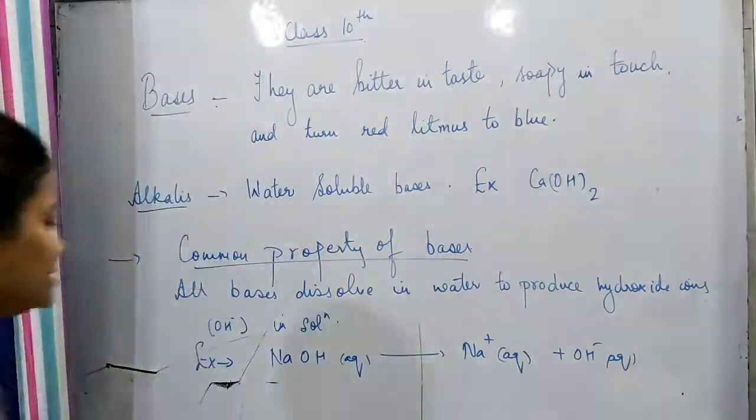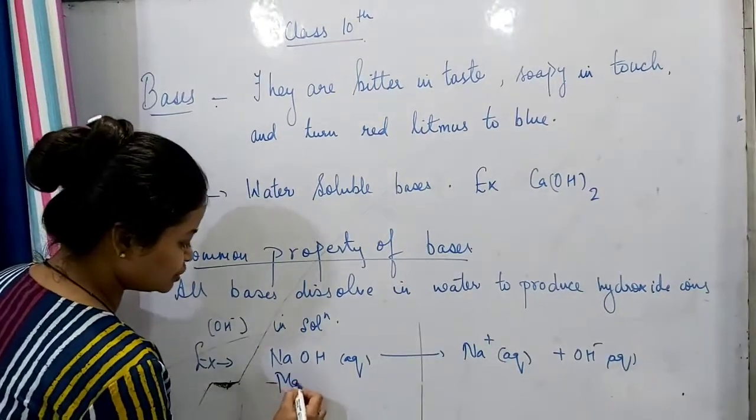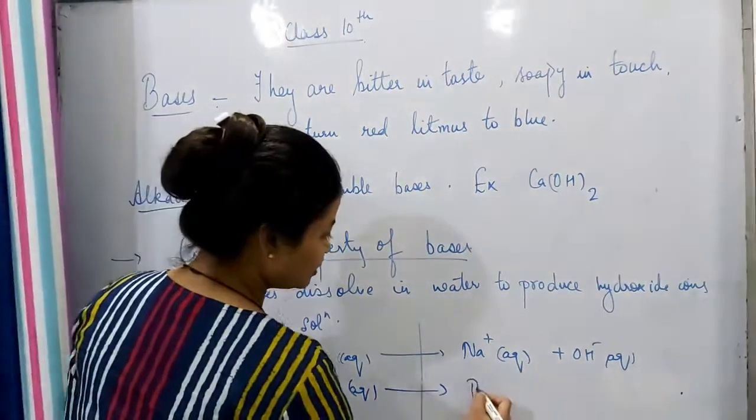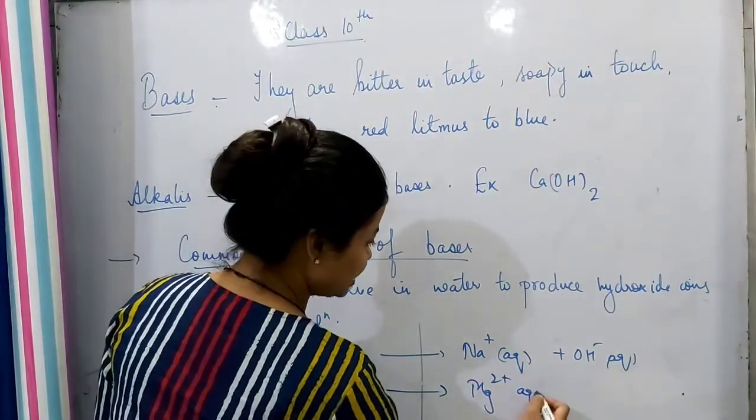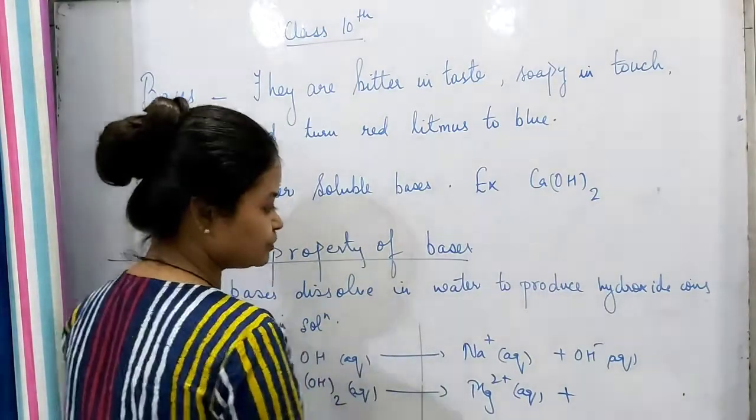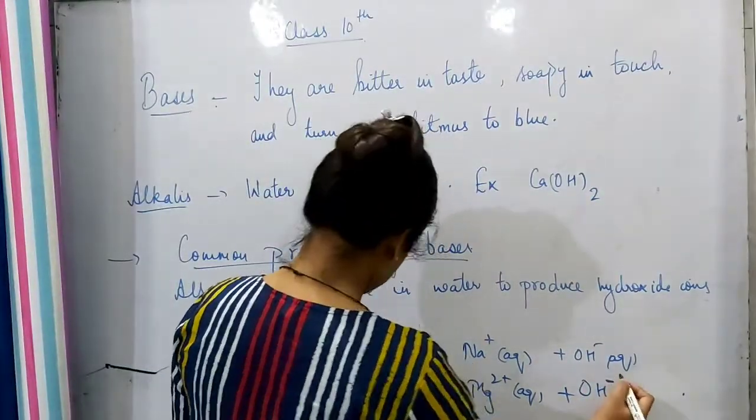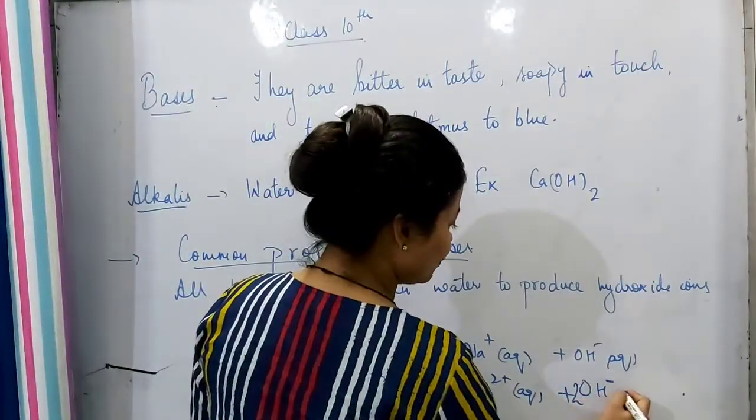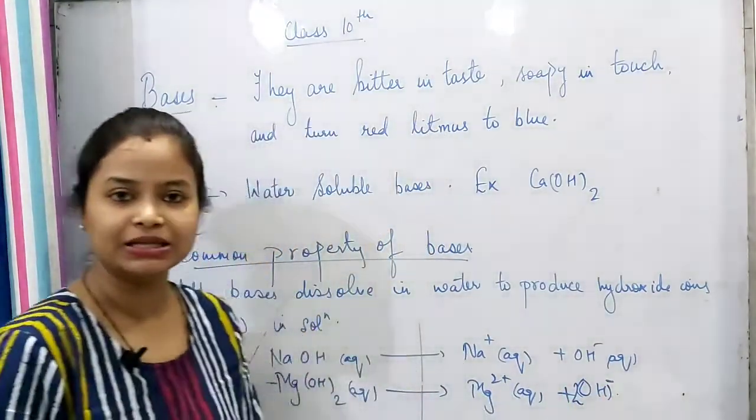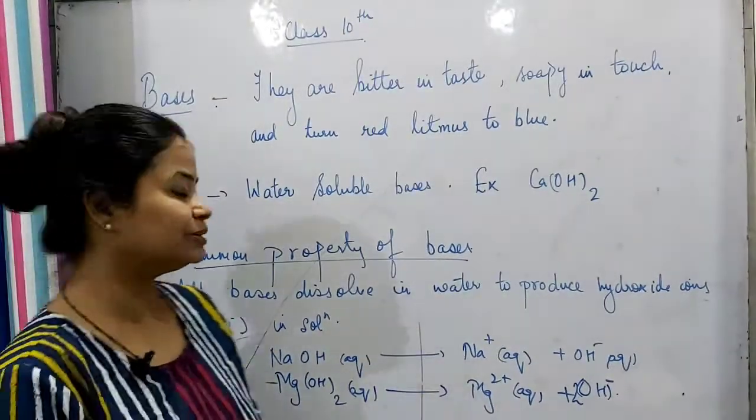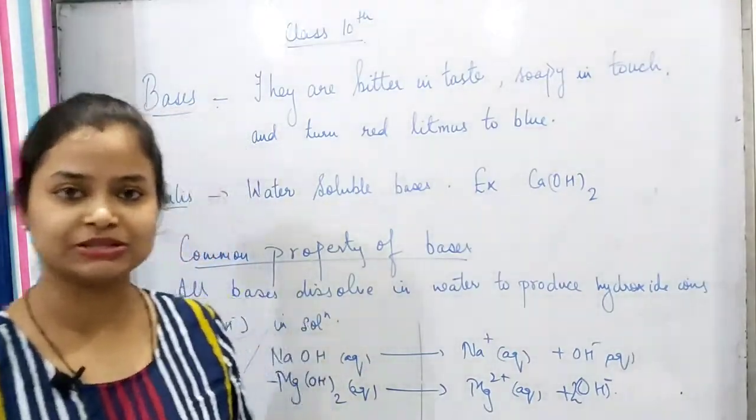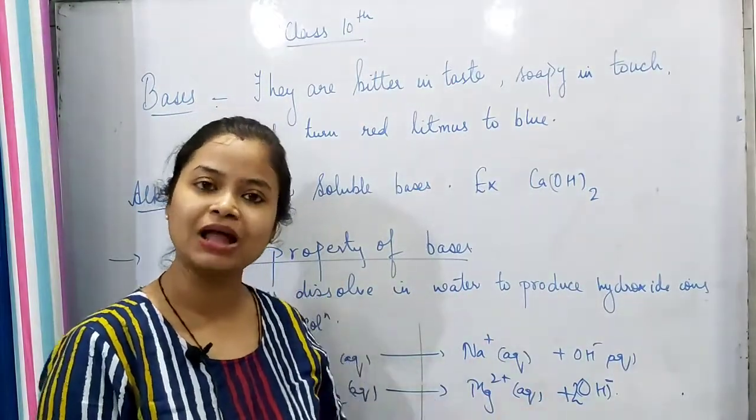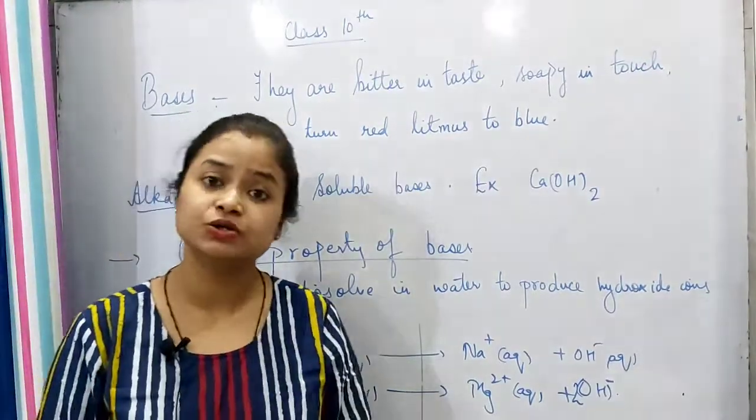You can take many more examples. For example, magnesium hydroxide, when dissolved in water, gives Mg2 plus ions, magnesium ions, and OH minus ions. Now, OH is twice, so we will get 2 OH minus ions over here. Is that clear? So that is the common property of all the bases. They have this tendency to produce hydroxide ions in their aqueous solutions.